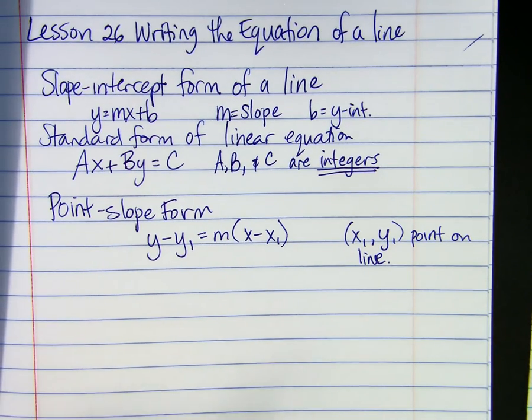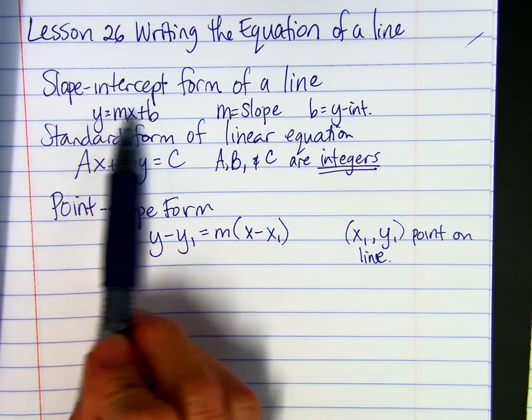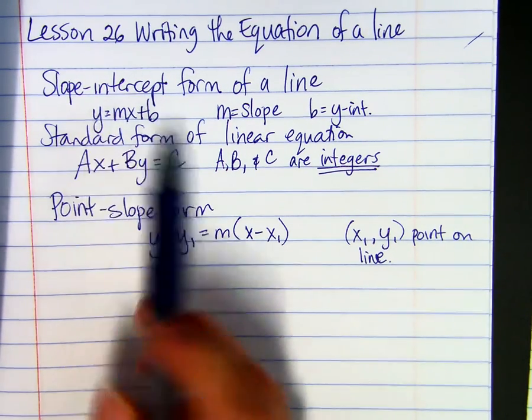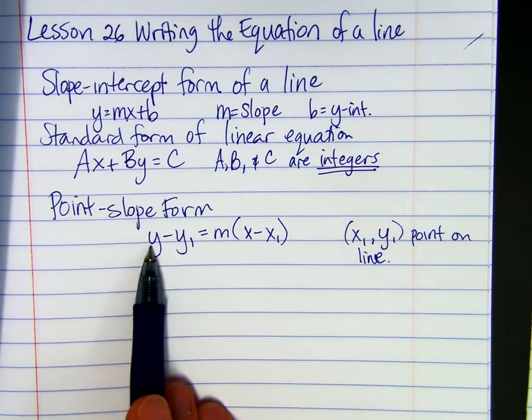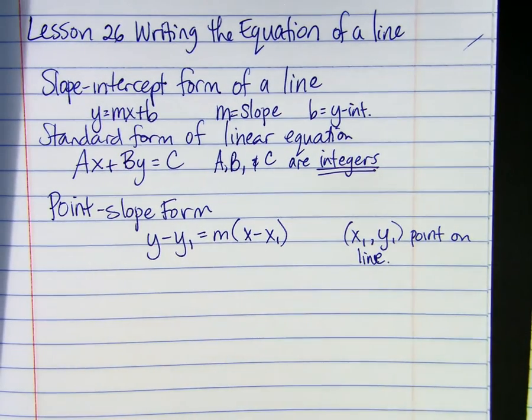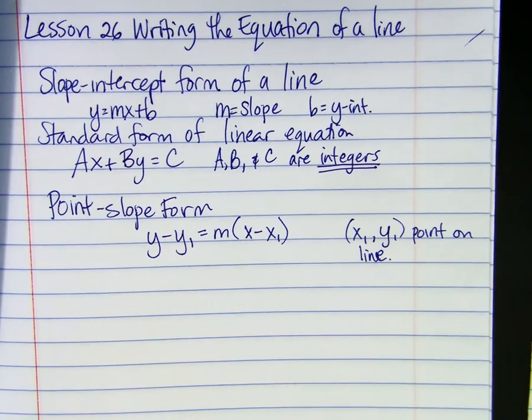So it's kind of like up here. When you're writing it in slope-intercept, the y and the x are your variables. They stay. Same with here. The y and x stay.